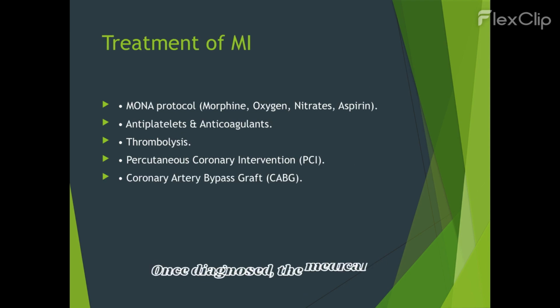Once diagnosed, the medical team acts fast. You might see the MONA protocol in the charts, which stands for morphine, oxygen, nitrates, and aspirin. Treatment then moves to opening the vessel, either through clot busting drugs called thrombolysis, or procedures like PCI, where a balloon or stent is used, or even CABG, which is open heart bypass surgery. Understanding these treatments helps us verify the severity and type of MI in the patient record.